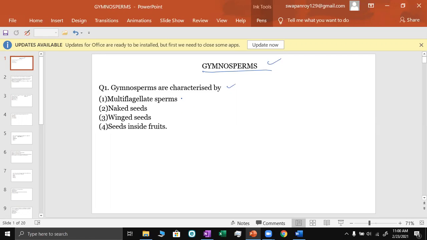There are a few characters: multiflagellate sperms, naked seeds, winged seed, and seed inside fruit. Which one is the characteristic of gymnosperm? From here, which one is the characteristic of gymnosperm?